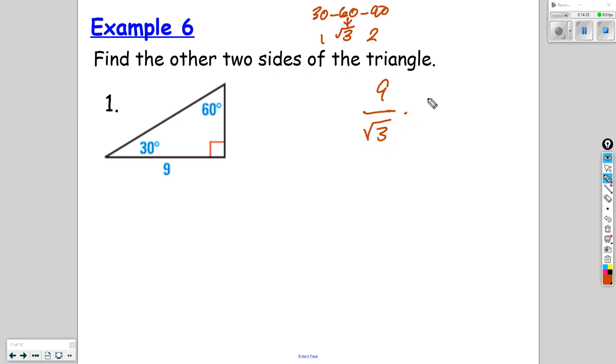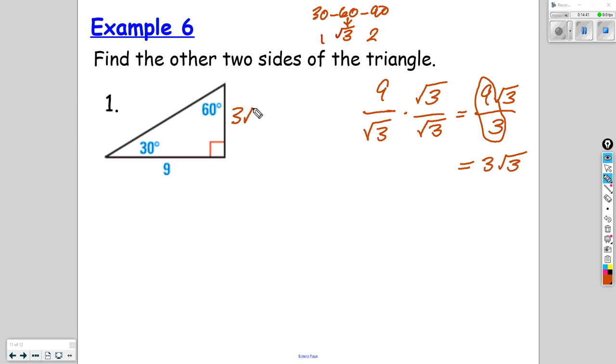We got to rationalize this denominator. So we got to multiply by the square root of 3 over the square root of 3. Then we have 9 times the square root of 3 all over 3. And then we can simplify that fraction there. 9 divided by 3 is just 3. So that's 3 times the square root of 3. So that required a little bit of work for us to find the short leg. And then now from here it's pretty easy. We just multiply by 2 to get that hypotenuse. So we got 6 times the square root of 3.